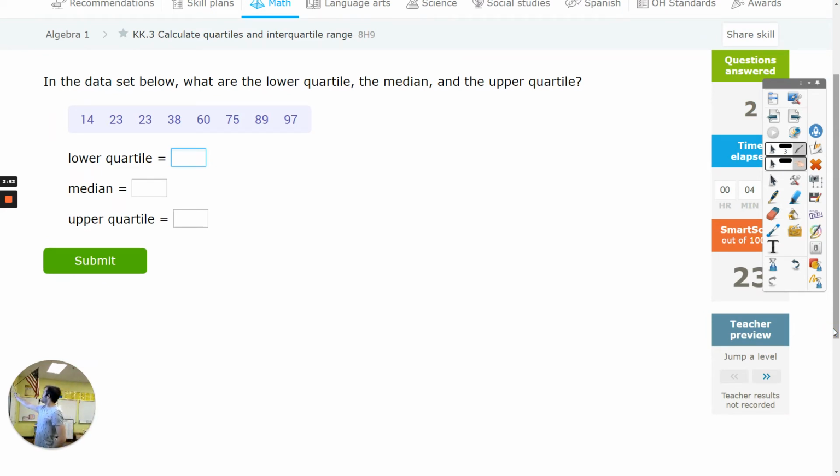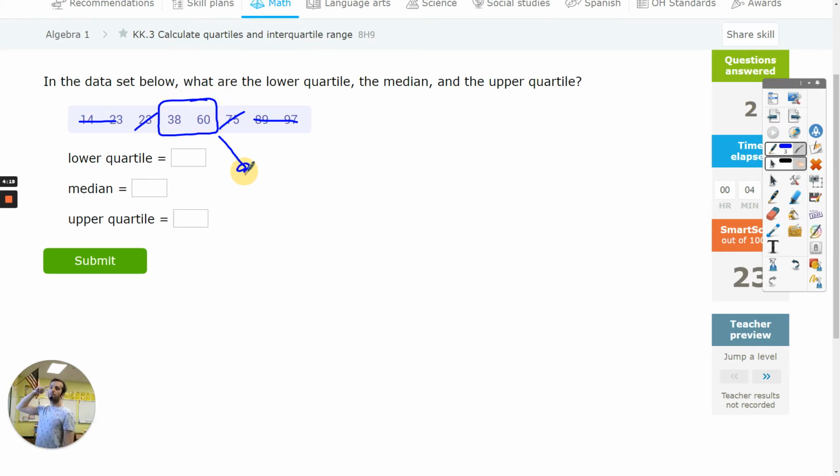Okay, this is good. I think we have 2 numbers in the middle for the median. Let's see if that's the case. Cross out 14 and 23, 89 and 97. I'm trying to get to the middle. 23 and 75 are gone, and I cannot cross out either one of these numbers. Both are in the middle, so that means the median is going to come from these 2 numbers.